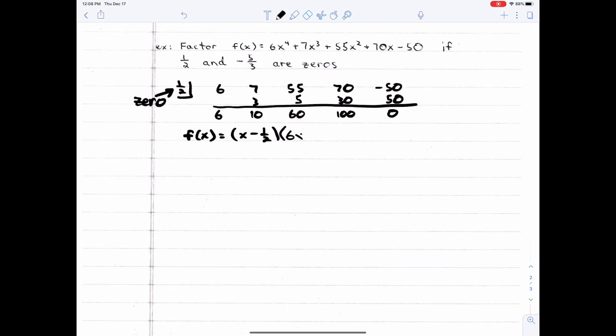6x cubed plus 10x squared plus 60x plus 100. Okay, now let's continue. Now, I could divide the negative 5/3, but you know what? Is there a greatest common factor here? Yeah, I can pull out a 2.